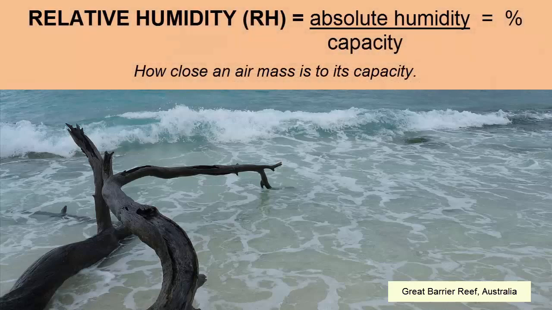Relative humidity, RH, is a measurement of how close an air mass's water concentration is to its maximum. RH is a percentage. What percent of capacity has been reached? It is the most useful measurement when discussing weather systems because it tells us how much more water could be evaporated or how close it is to raining.